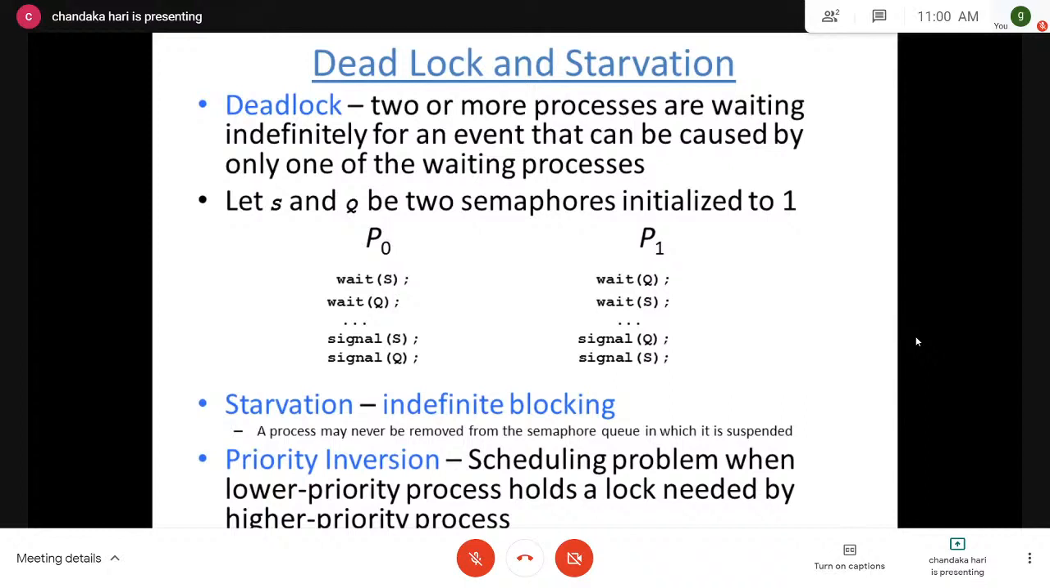A process may never be removed from a semaphore queue in which it is suspended. Such a situation is going to be called starvation. Now, how can you overcome this problem?